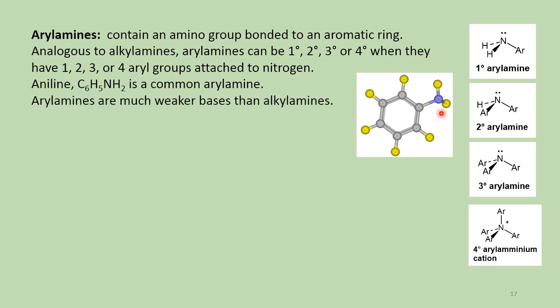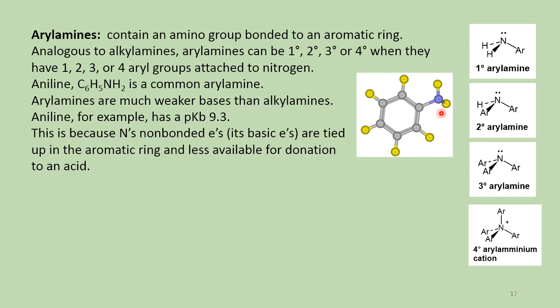Now, arylamines are much weaker bases than alkylamines, and that's why they're presented separately here. Aniline, for example, has a pKb of 9.3, and this is because the non-bonded electrons on the nitrogen are tied up in the aromatic ring. Let me show it here. This pair of electrons is tied up in the aromatic ring, and they're less available for donation to an acid, making an arylamine much less basic than an alkylamine.